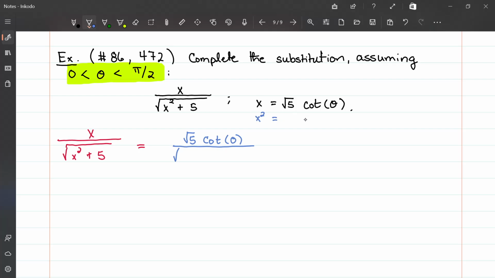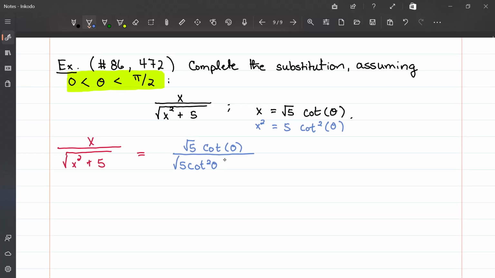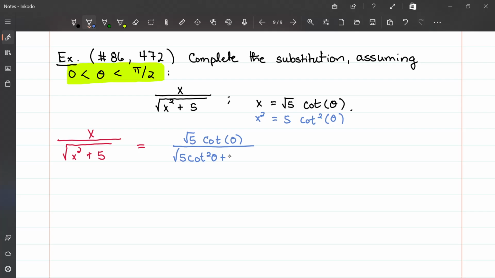So if I square, I should be squaring everything here, so I'll square root 5 to get 5, I'll square cotangent to get cotangent squared. Not strictly necessary, but if you find it helps, go ahead. So I'll be writing 5 cotangent squared of theta, plus 5.